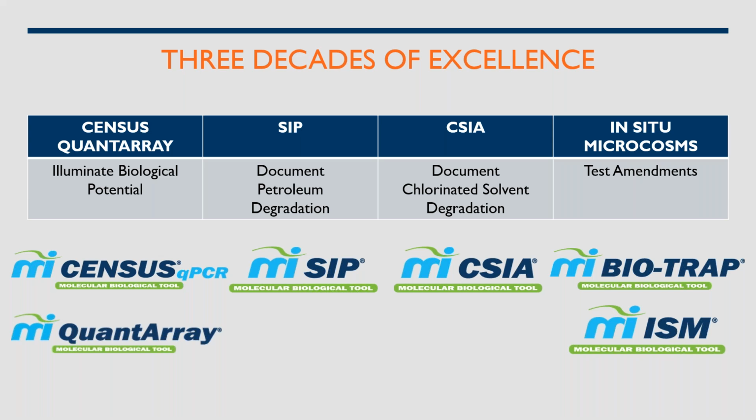Or if you're dealing with a chlorinated solvent plume, you can turn to compound-specific isotope analysis. It's another great way to prove that degradation is actively occurring. And then finally, we also offer a number of different testings for sites. So for example, we have in situ microcosms where you can test a number of different amendments from different vendors and see what works best at your site.